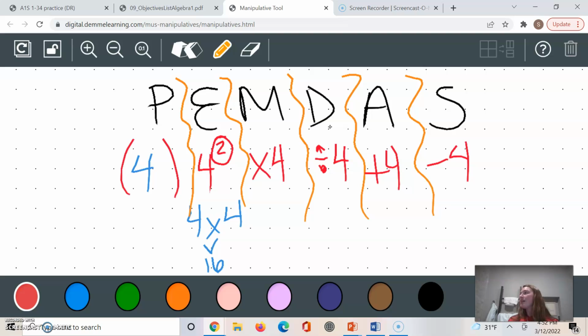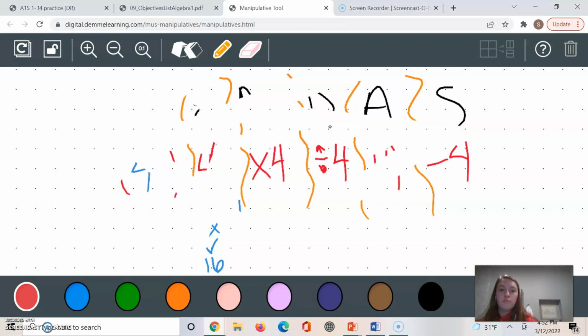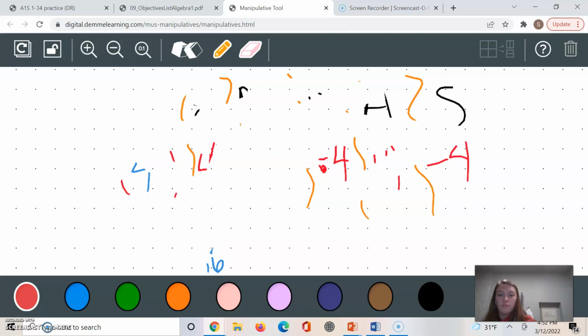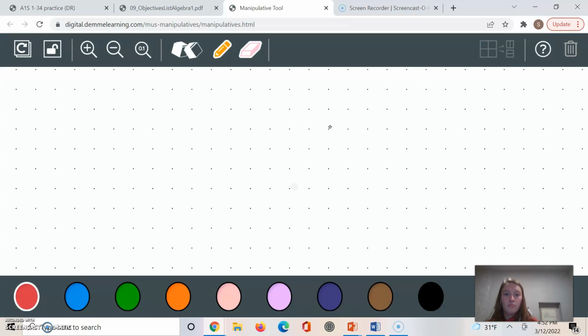Now what do we do with this? Well, while we know the individual parts of the equation, we have the parentheses with a number enclosed, 4 with the exponent, the times 4, divided by 4, plus 4, minus 4. How do we apply that to an expression or an equation?